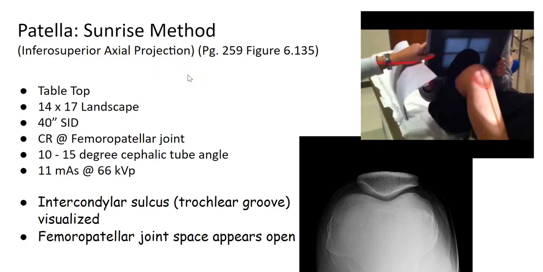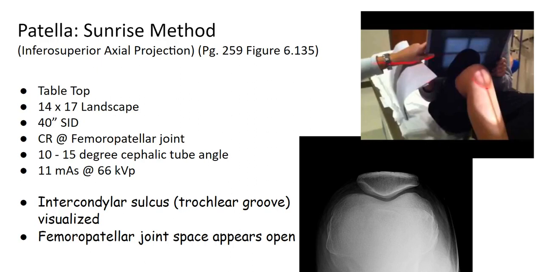Again, because this can be kind of confusing as to which method we're discussing, this is on page 259, specifically figure 6.135. Most commonly at clinicals, you will see the sunrise method or the Merchant's method. So I just want to be clear, we'll talk about all 4 methods in lecture, but for a lab, I want you to focus on the sunrise. So this projection is done tabletop.